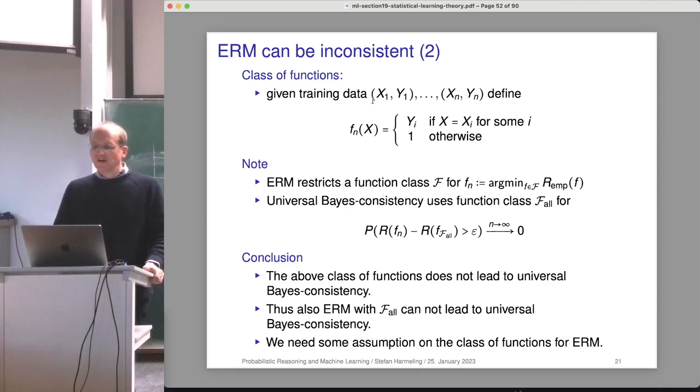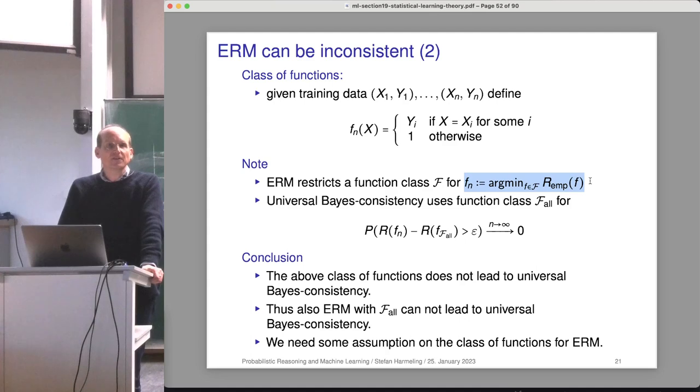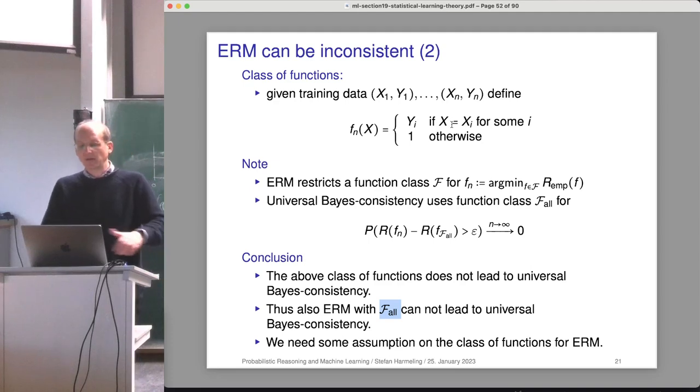So this is defining a class of functions up here that I did, and it was the one that is memorizing finitely many data points, but it's wrong on the infinitely many other examples. So I did the ERM induction principle: I defined a function class, and I derived my function also following the ERM principle. However, unfortunately, I got an inconsistent situation here. And so the above class of functions does not lead to universal Bayes consistency, so it doesn't work. So basically, ERM with all functions won't work, and it won't lead to universal Bayes consistency, as this example shows, because that's an example where we are inconsistent.